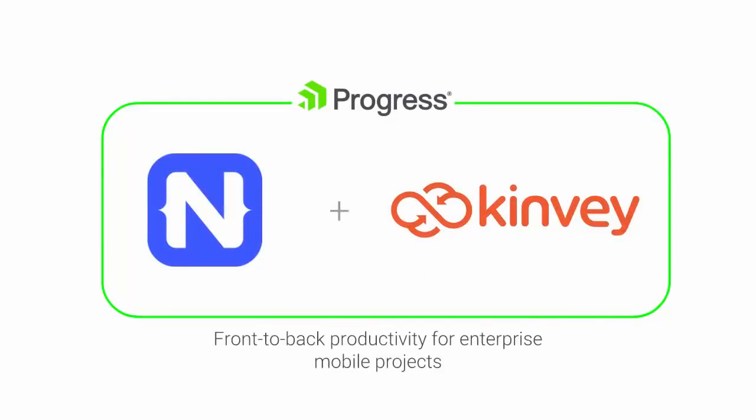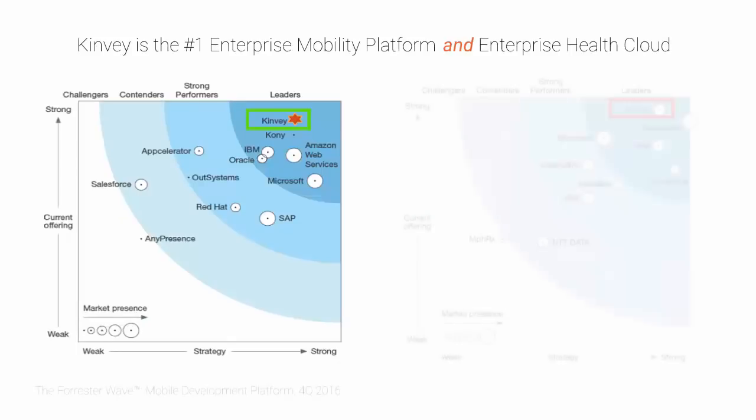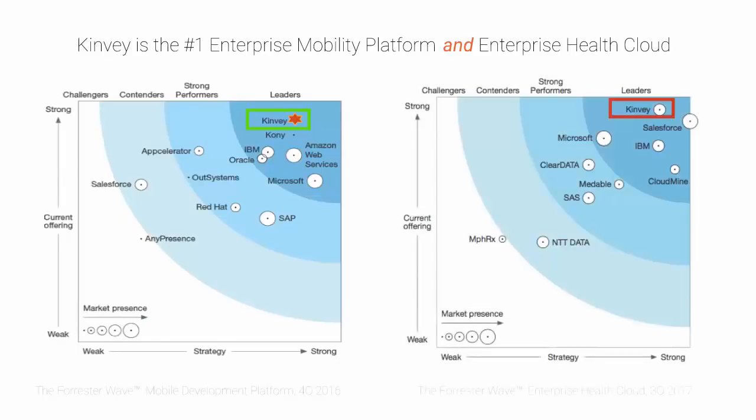And in case you missed the news, Progress recently acquired Kinvey, a leading enterprise mobile backend provider. The Kinvey addition helps to round out the enterprise app development story here, providing really tight integration with NativeScript and full-stack productivity. And I wasn't kidding that Kinvey is a leader. Forrester ranked Kinvey #1 in both mobile development platforms and enterprise health cloud rankings, beating out some big industry titans. So if you're curious to learn more, just head to kinvey.com/nativescript.